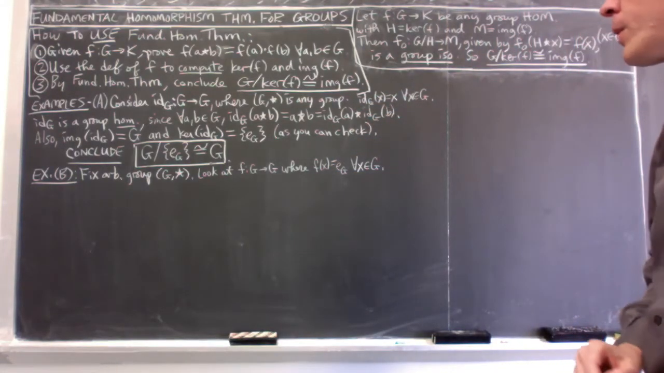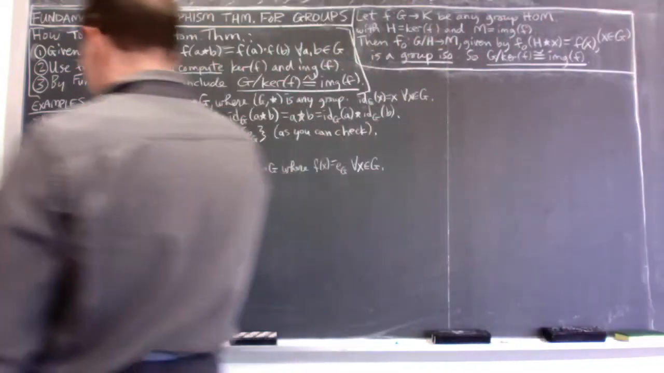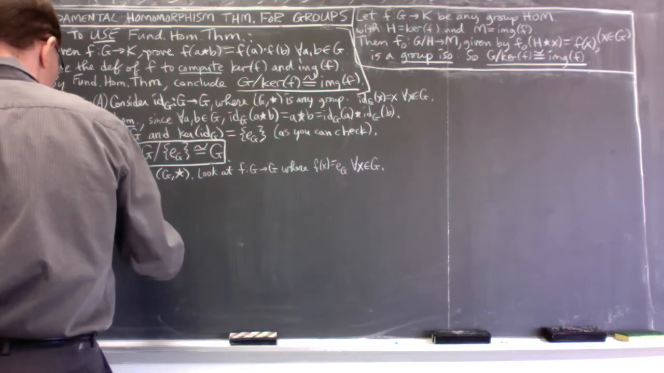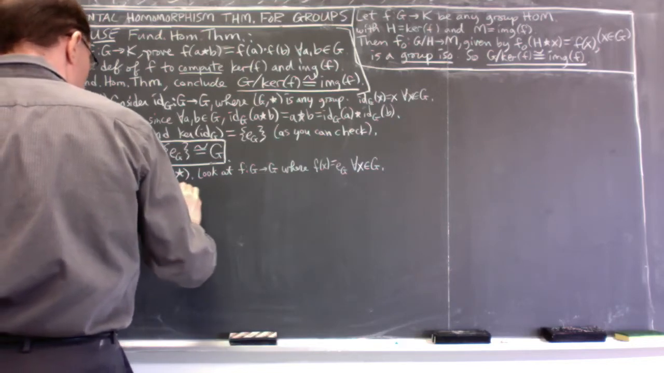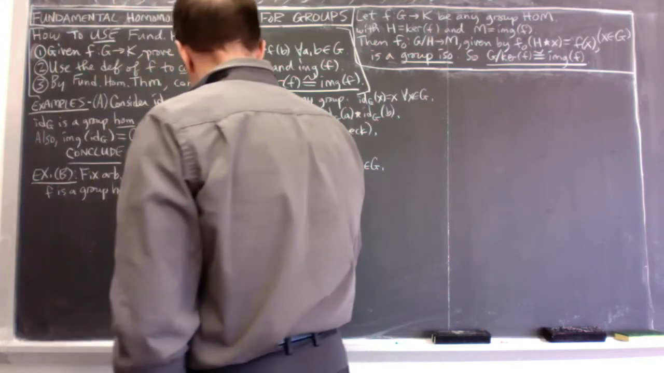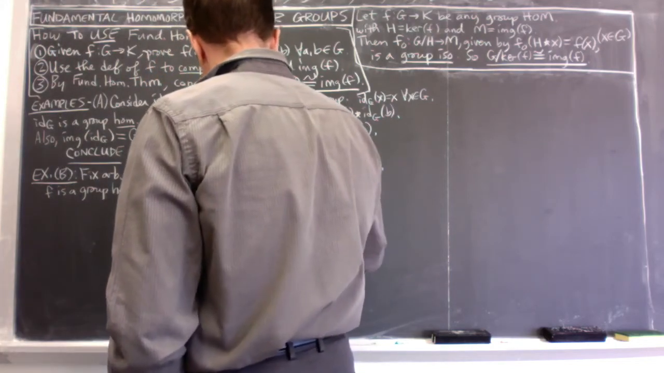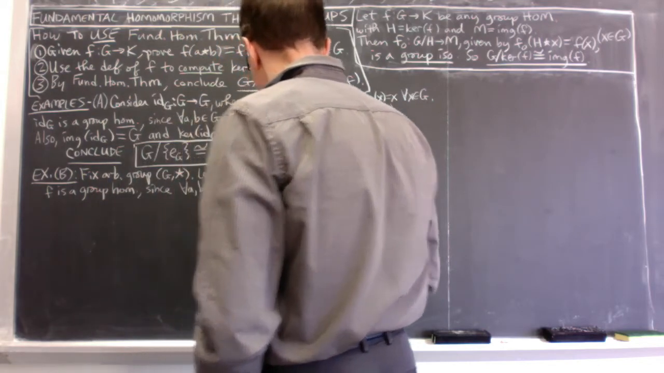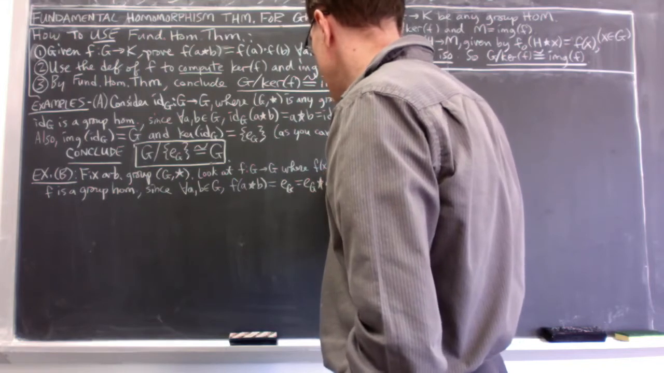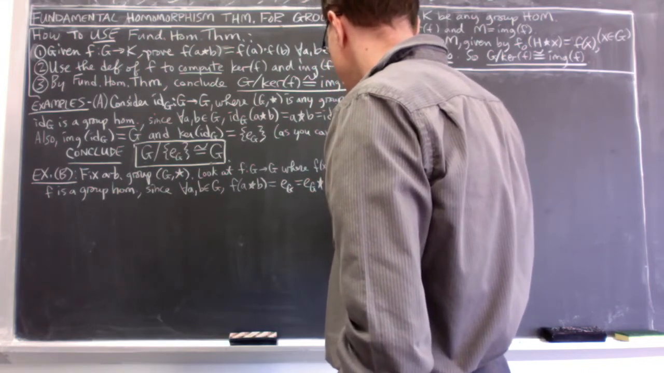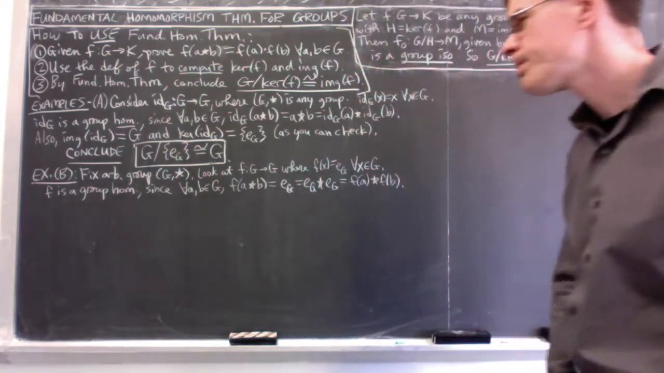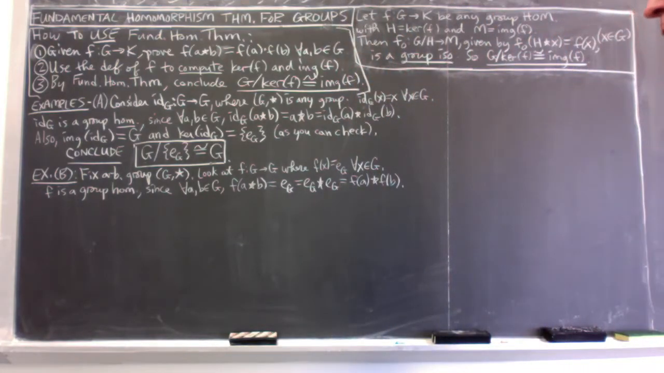All right? Well, okay, but this is also a group homomorphism. Because in this case, if you look at f of a star b, you just get E. But E is E star E, and that's equal to f of a star f of b, because f of a is E and f of b is E. All right, so it's a group homomorphism.